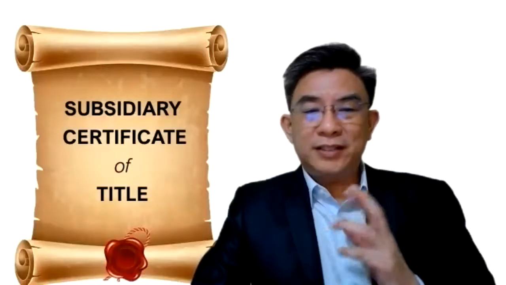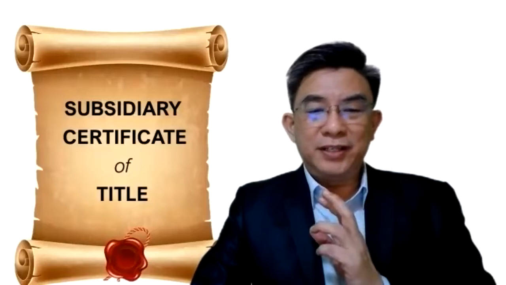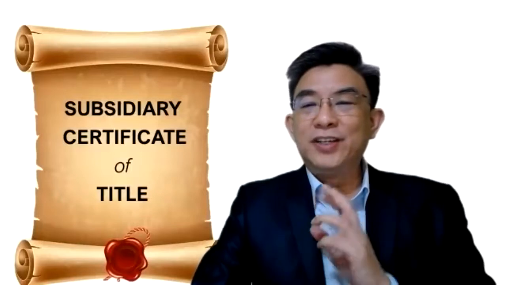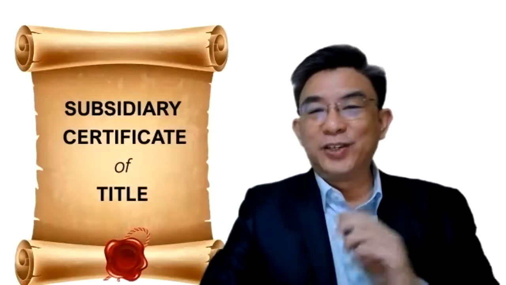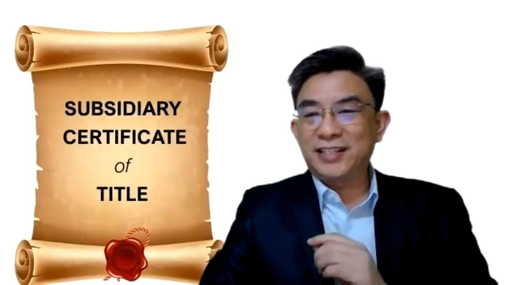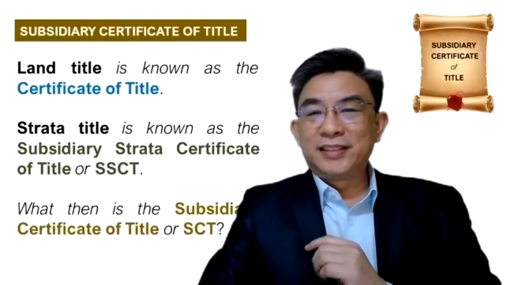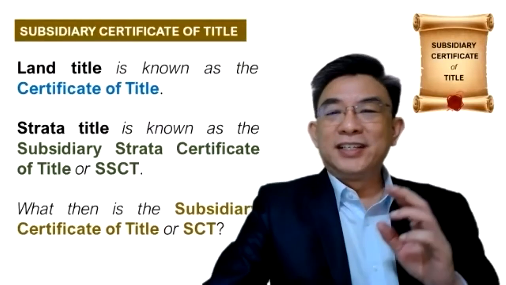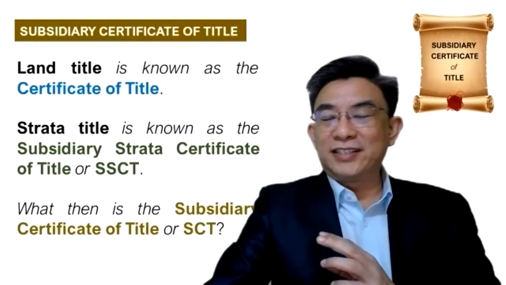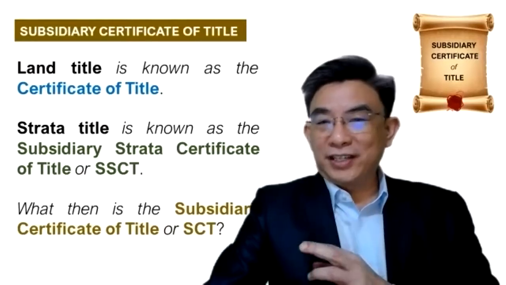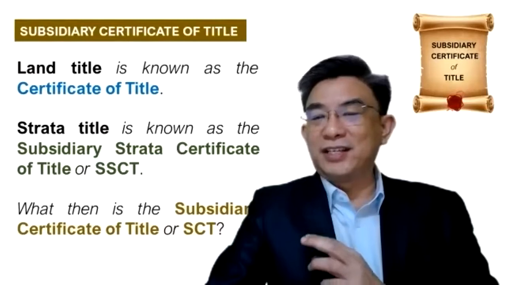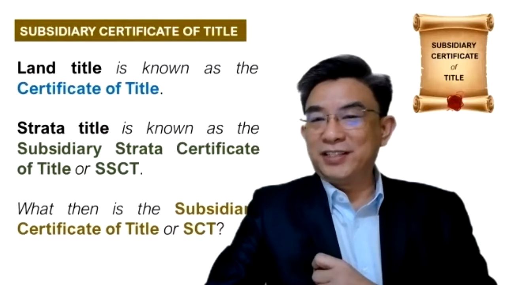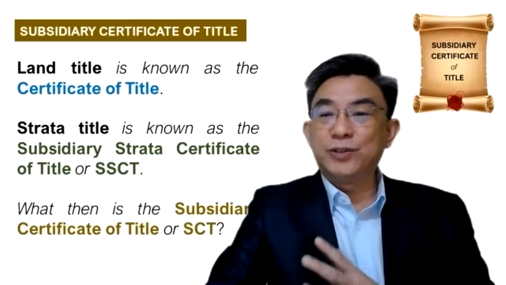Now, what is the difference between subsidiary certificate of title and subsidiary strata certificate of title? So it's SCT versus SSCT. Okay, let's do a very quick introduction. Land title is known as the certificate of title. Strata title is known as the subsidiary strata certificate of title, or SSCT. What then is the subsidiary certificate of title, or SCT, used for?